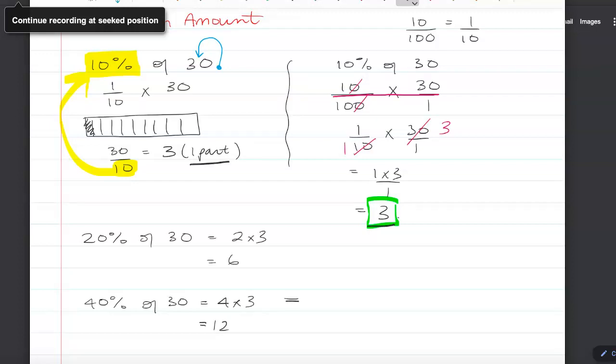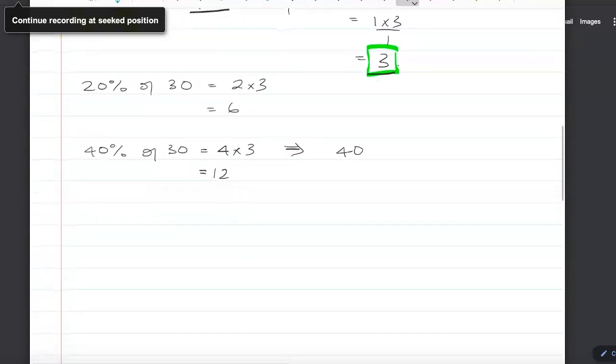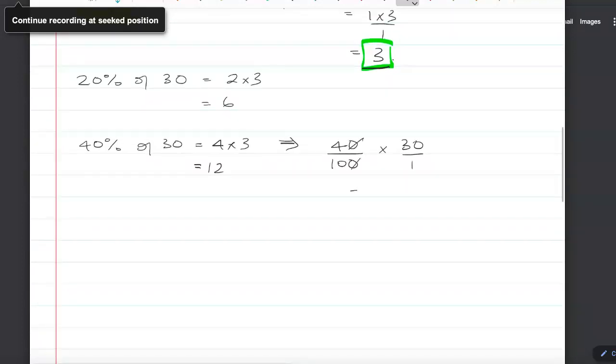Let's have a look at this as a calculation. 40% is 40 out of 100 of 30 over 1. So again, this is like saying I want 4/10 of 30. So it means cutting 30 into 10 pieces, and we want 4 of them. Or if we simplified 10 and 30, it's simply going to be 4 lots of 3, and we get 40% is 12.